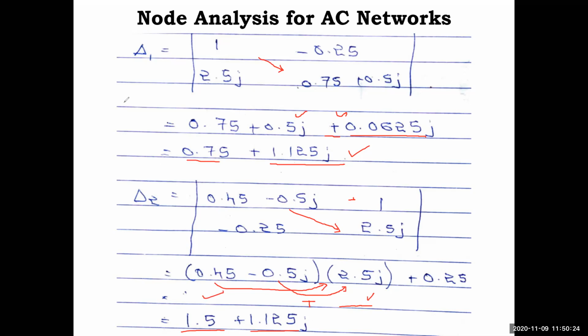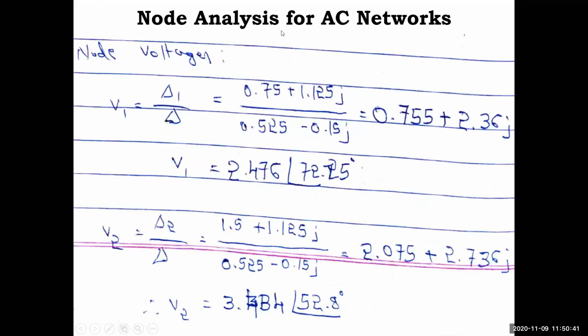Now we have delta 1, delta 2 and delta. We'll take the ratio of delta 1 by delta, and you'll get v1; delta 2 by delta will give v2. For that your calculator will help you. In the previous video, mesh analysis for networks, I told you how to take the ratio in polar form. So accordingly you do it, and finally you'll get the node voltages, delta 1 by delta. Just note down this delta 1 value first, then delta. This ratio you take in complex mode in j form.